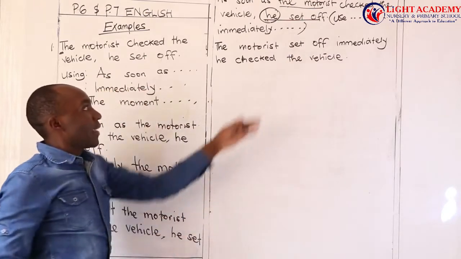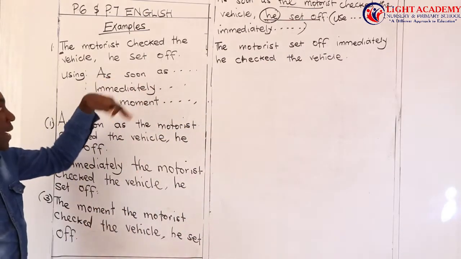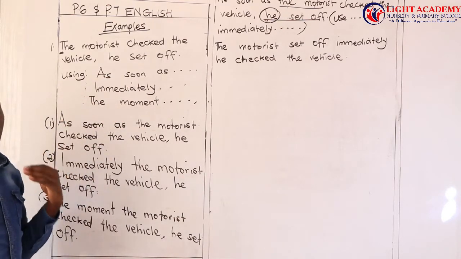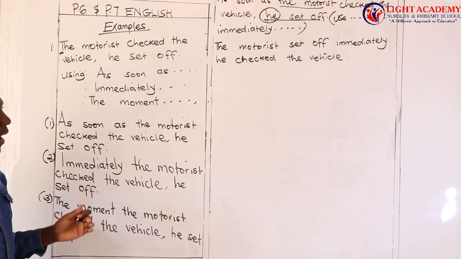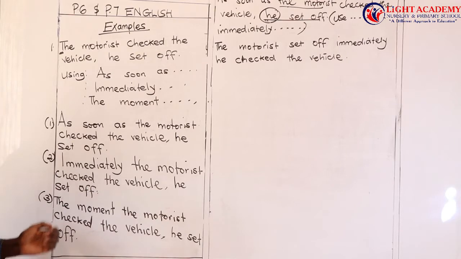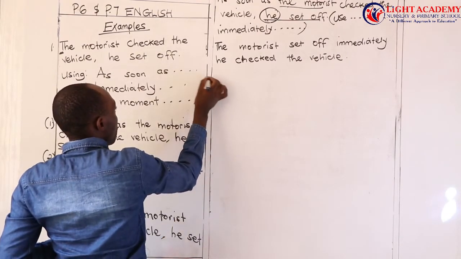The way I've done this one is the same way you are going to use as soon as within the sentence, is the same way you are going to use the moment within the sentence. They are all the same. We use them in the same way. Let me give you another example. This was example one. Let me give you example two.